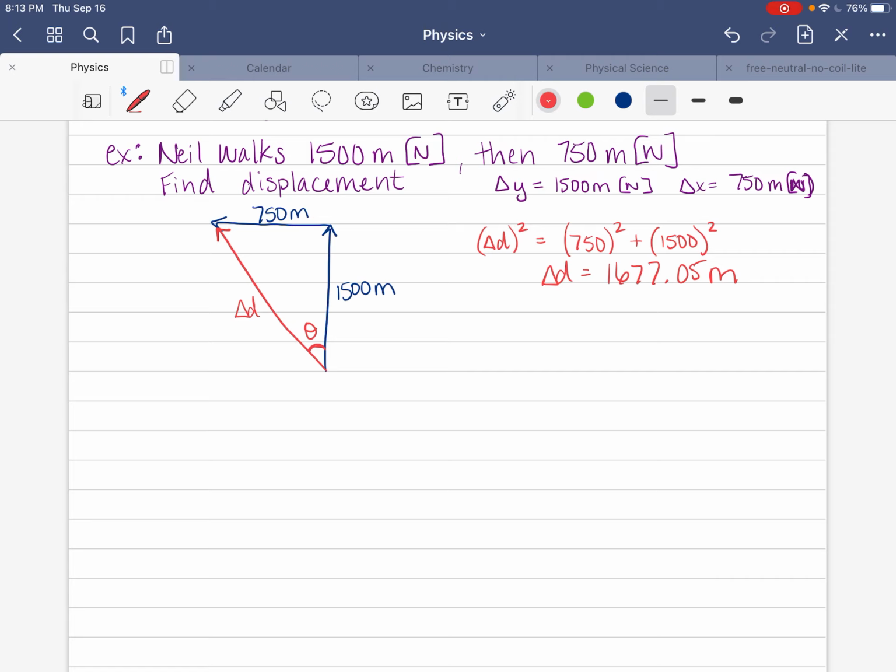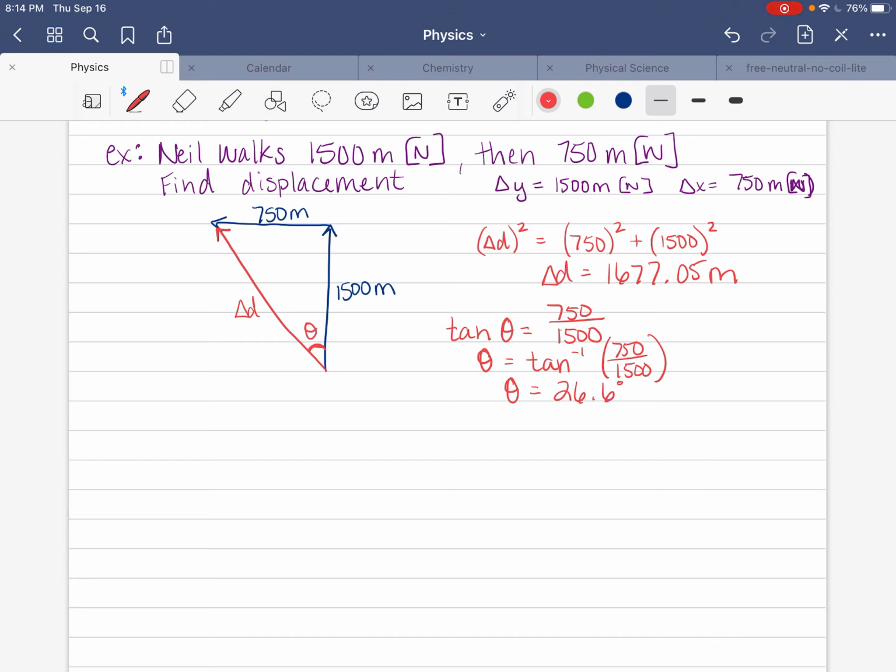To do that, tangent of theta is equal to opposite, which is my 750, over adjacent side, which is my 1,500. So 750 meters over 1,500 meters. To get theta by itself, I have to take the inverse tangent of both sides. So I end up with the inverse tangent of 750 divided by 1,500, and I get that theta is equal to 26.6 degrees.